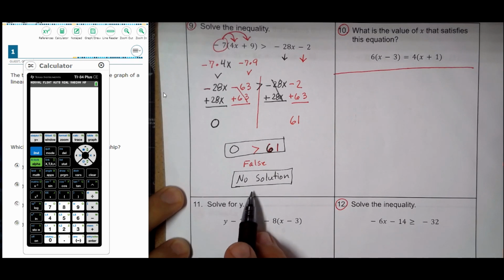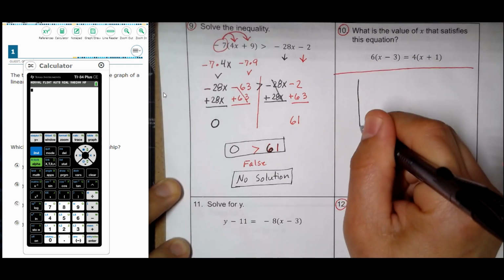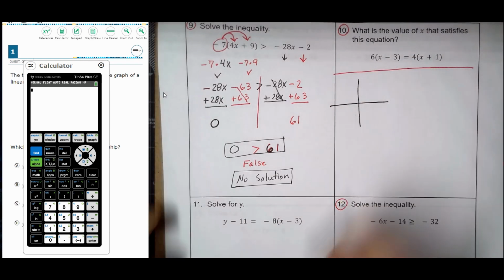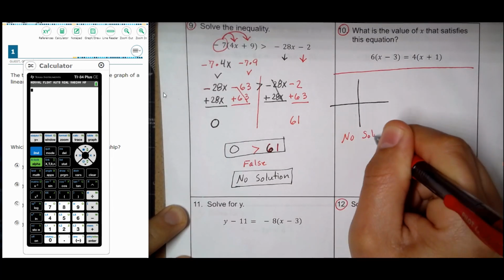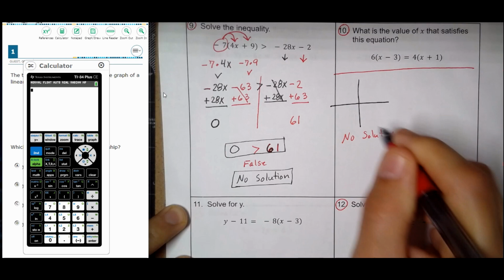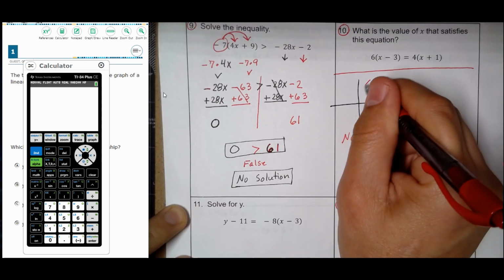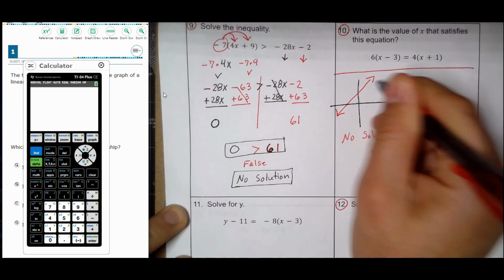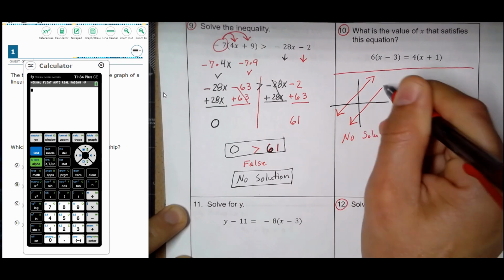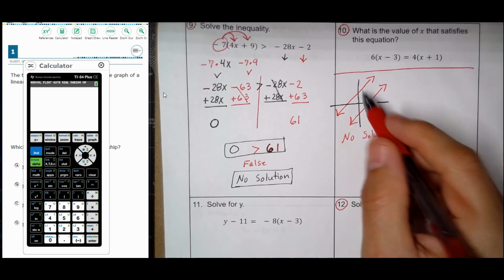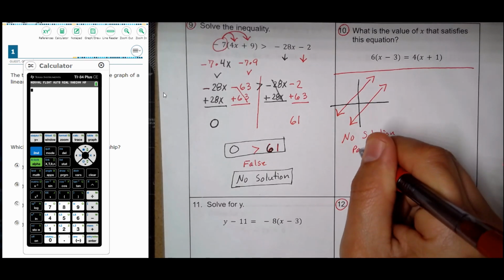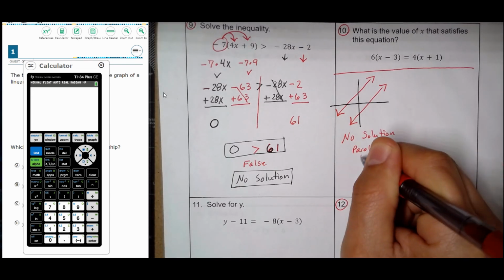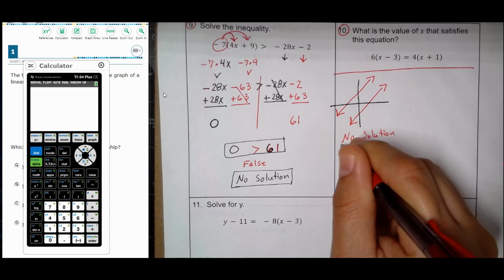What I want you to remember is that I'm going to draw a graph real quick. If we have a situation where we have no solution, what we have is two graphs that are parallel to each other. In other words, there's no point at which the two lines cross. When the lines don't cross, they're parallel. There's no solution.